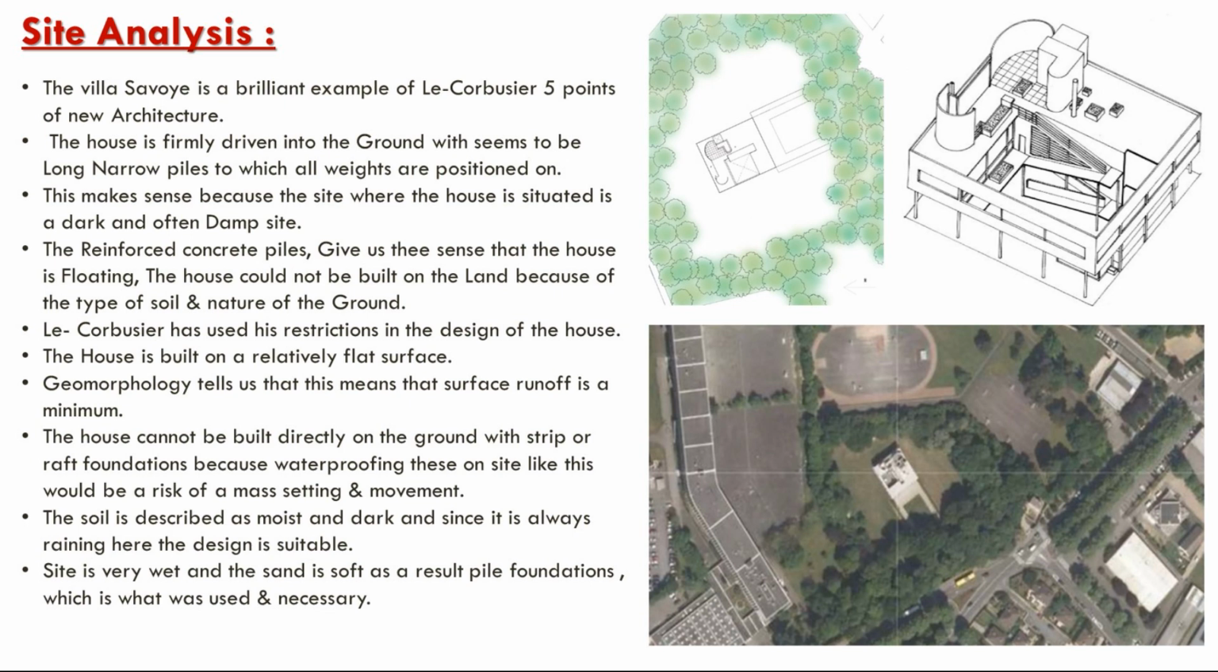The house cannot be built directly on the ground with strip or raft foundation because waterproofing on sites like this would be a risk of mass settling and movement. The soil is described as moist and dark since it is always raining here. The design is not suitable to build on the ground directly. So as a result, pile foundations are used, which is necessary.